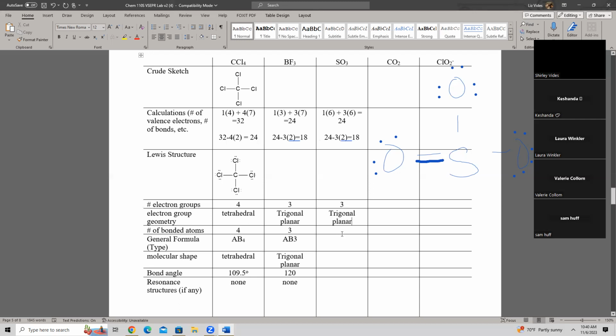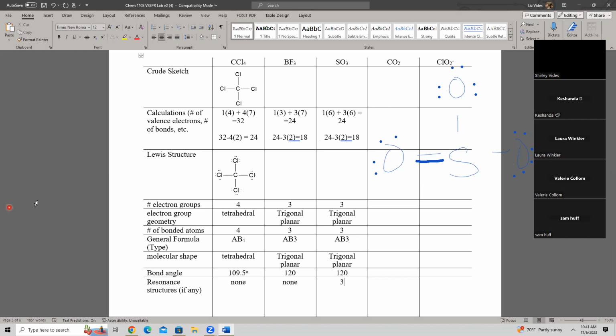We still have 3 bonds, which means it's an AB3, which means the molecular shape is trigonal planar again. Planar, okay. And the angle is 120. And do we have resonance? Yes, we do. 3 resonance structures, because this can be 1, this can be 2, and this can be 3, right? Because that double bond can flip from here to here and to here. So we have 3 resonance structures, and we'll leave it at that.